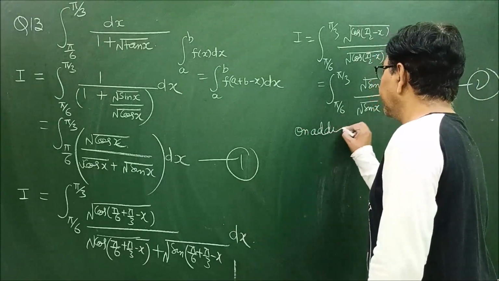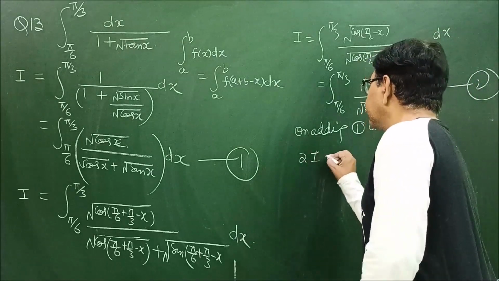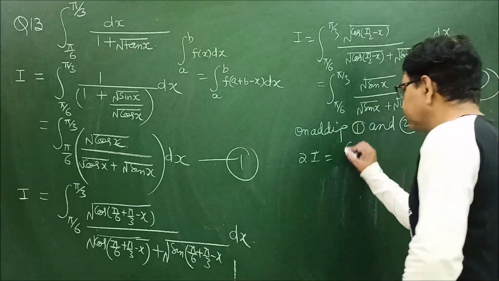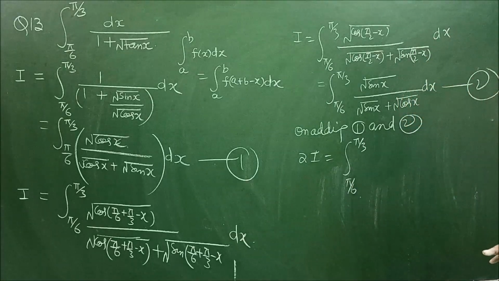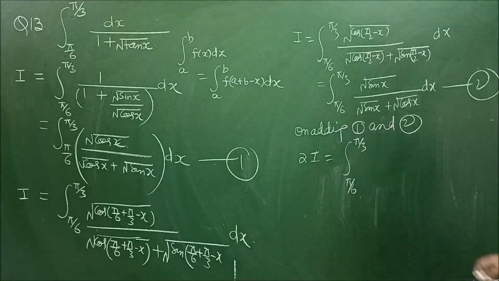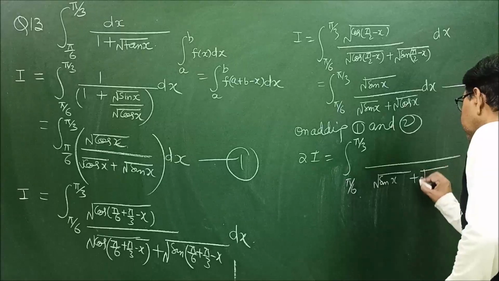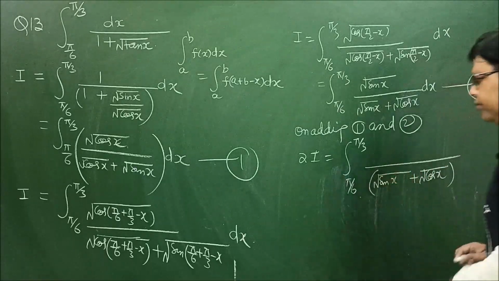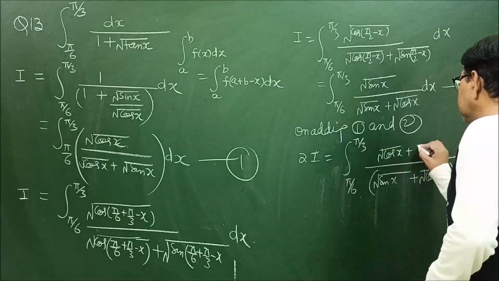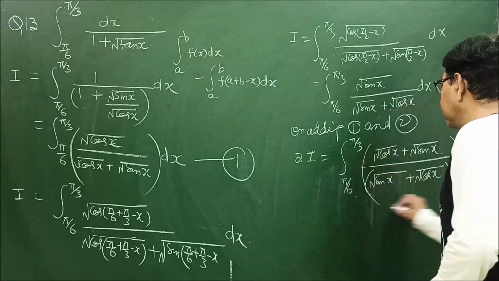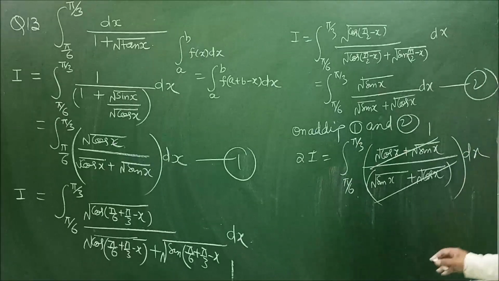Now adding this first original integral and this integral, on adding first and second, we get 2I is equal to the integral from pi by 6 to pi by 3, and both are having the same denominator, root sin x plus root cos x. So root sin x plus root cos x is the LCM, and in the numerator we have root cos x plus root sin x, dx. And the same value, so this cancelled one time, and integral of 1 dx you know is equal to x.